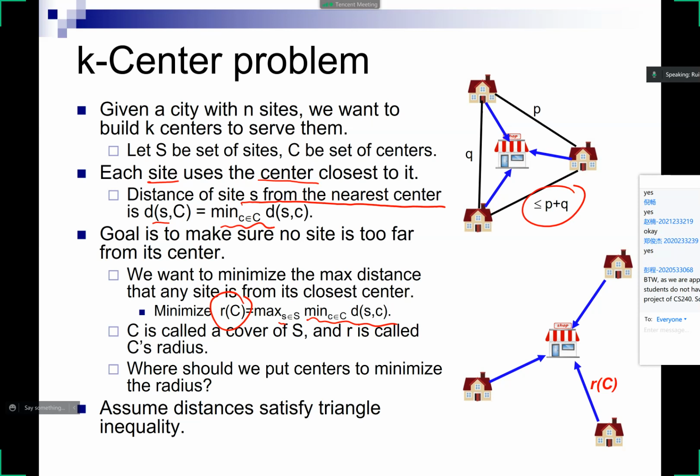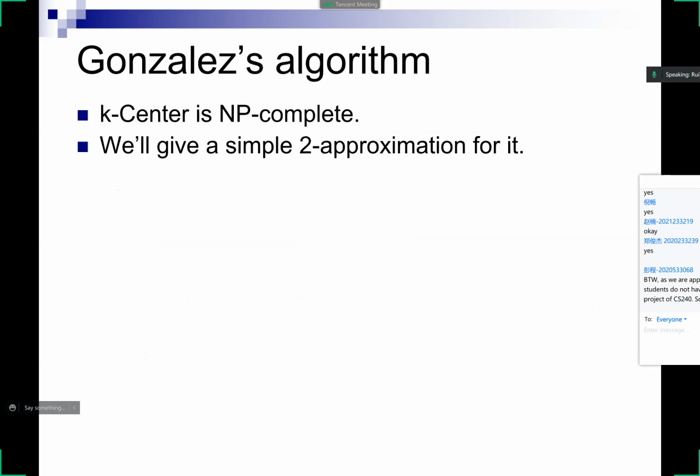Right, so this is the problem that we're trying to solve, and we're going to look at an algorithm, a two-approximation algorithm for this problem. The K-center problem is NP-complete, so we need to look for an approximation, and this algorithm, called Gonzalez's algorithm, is a two-approximation.